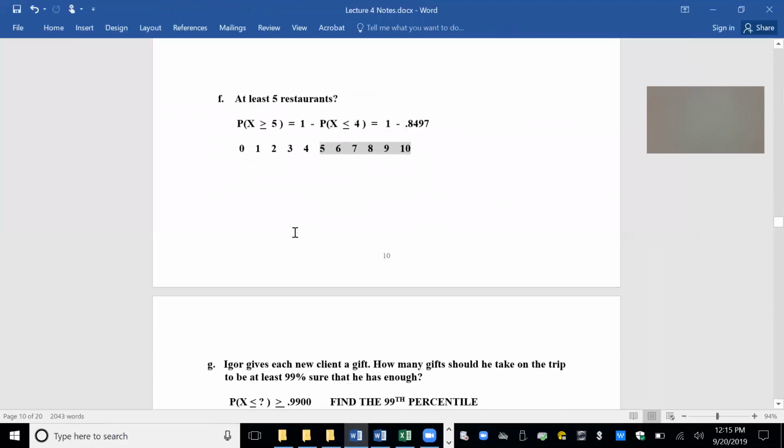And then the last thing we can do with the tables is at least 5. What is the probability that we close 5 or more restaurants? Well, I don't have a table for greater than or equal to, but I don't need one. Using rule 1, what's the complement of 5 or more? 4 or less.